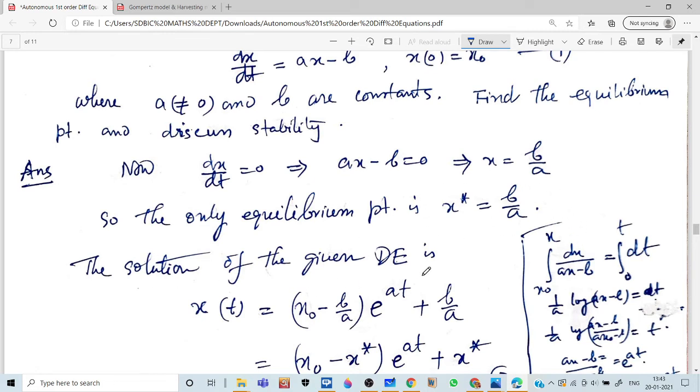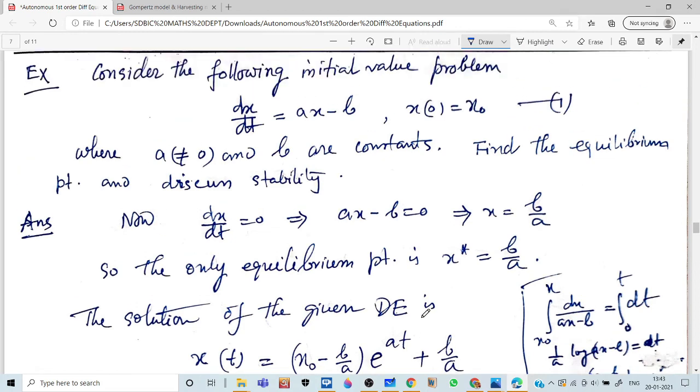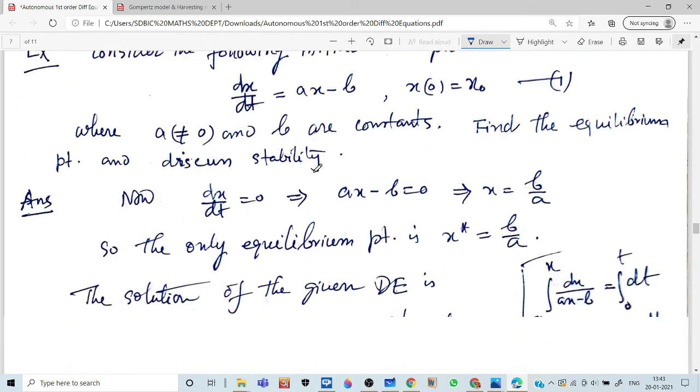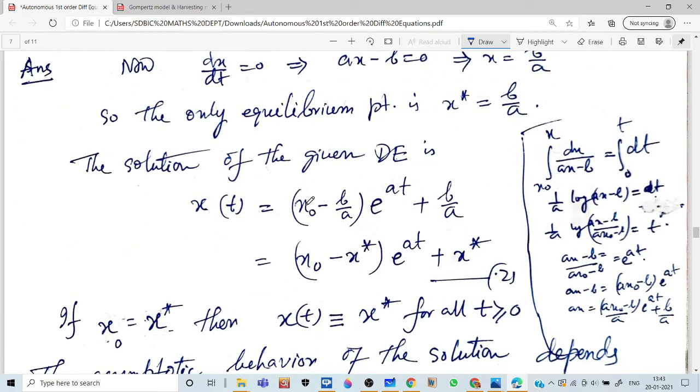The solution of the given differential equation is x(t) = (x0 - b/a)e^(at) + b/a. We solve this equation dx/dt = ax - b, so x(t) is given by this solution.